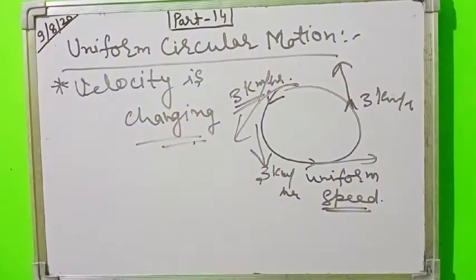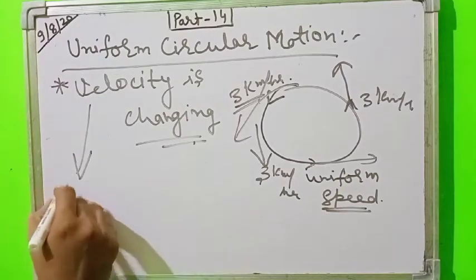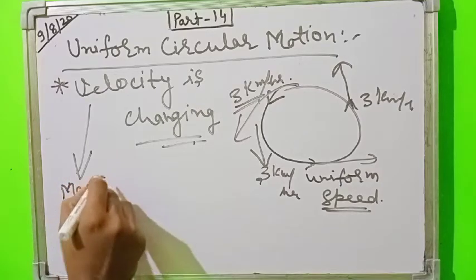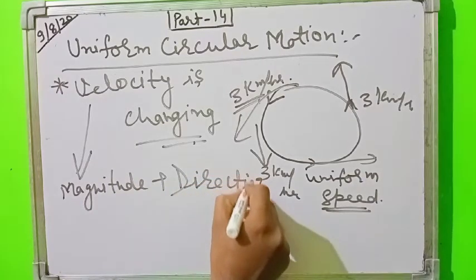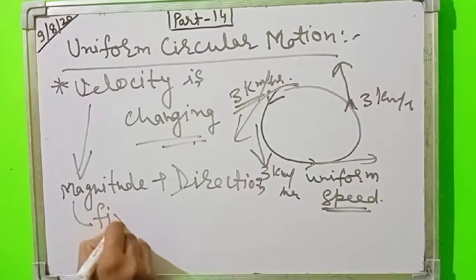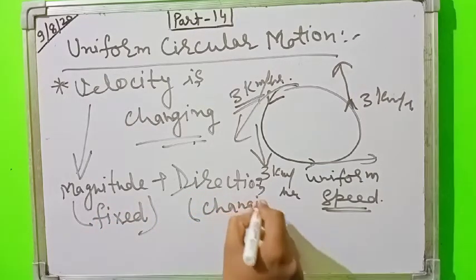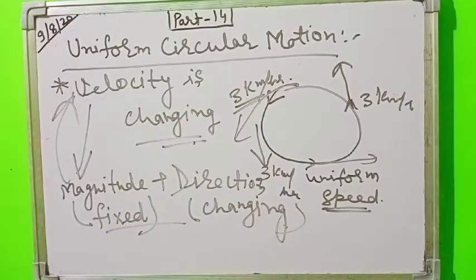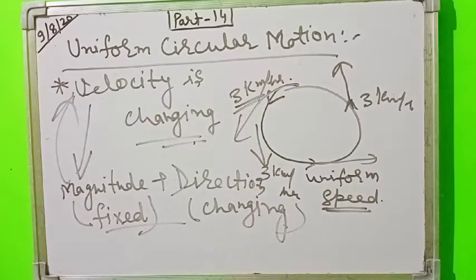And velocity depends on two things, as we had studied: magnitude plus direction. Here the magnitude is fixed throughout the motion, but the direction is changing. On the basis of this, we can say that velocity is changing. And if velocity is changing, it means the body is accelerating on the circular track.